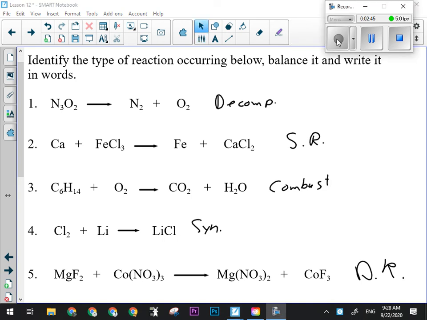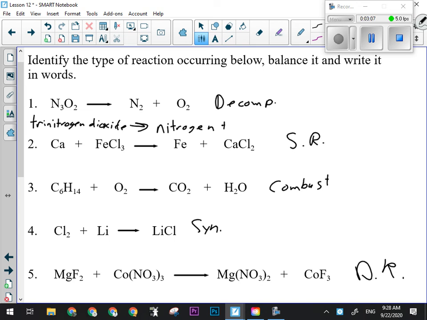All right, so for number 1 here, we've got 3 nitrogens and 1 oxygen, so we have a molecular compound. So we have trinitrogen dioxide, and it is breaking down into, what's this stuff? Nitrogen, right? Because it's one of the special ones. That's how it looks when it's an element, plus oxygen. And remember, we don't put prefixes on elements. We put them inside of compounds, but never on elements.